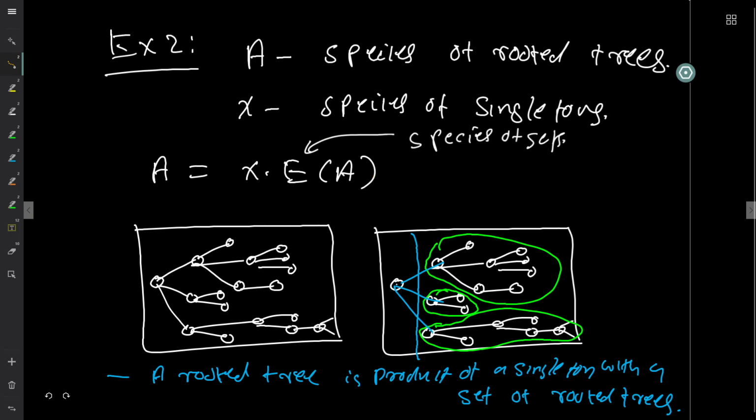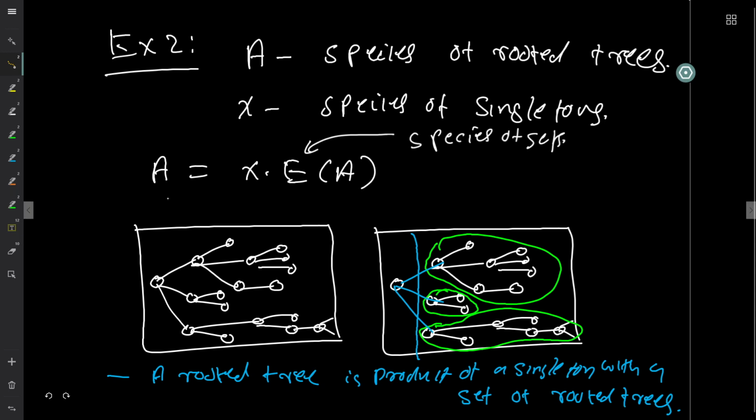But now you have separated one vertex, which is special, and which can be thought of as the neighbor of each of these roots, which makes it the new root. So therefore, a rooted tree is the product of a singleton with a set of rooted trees.